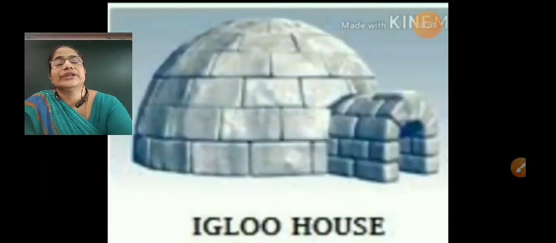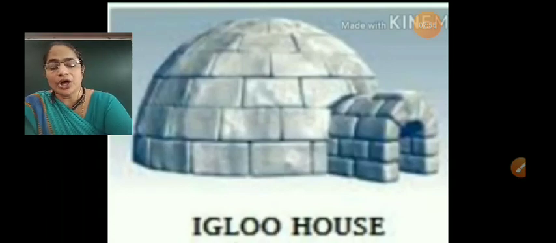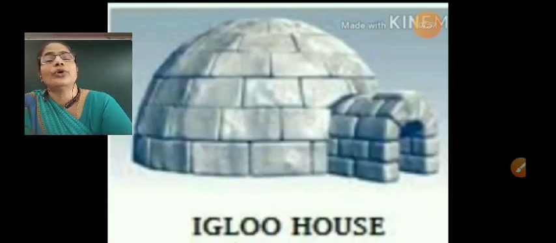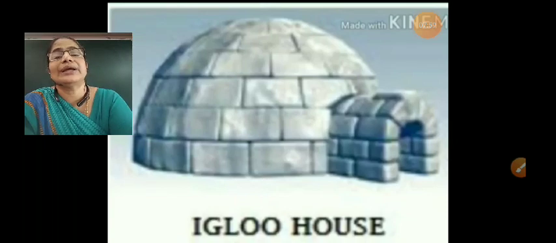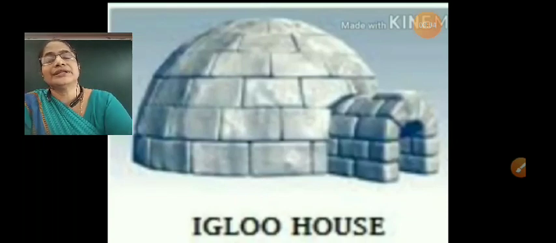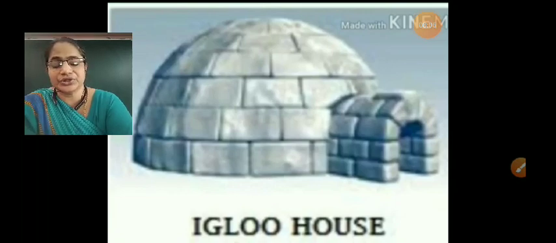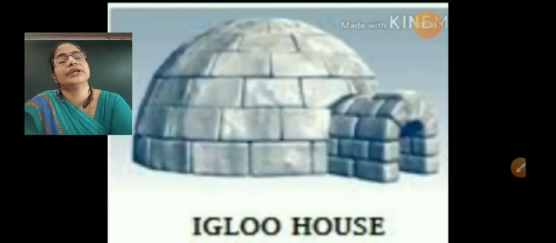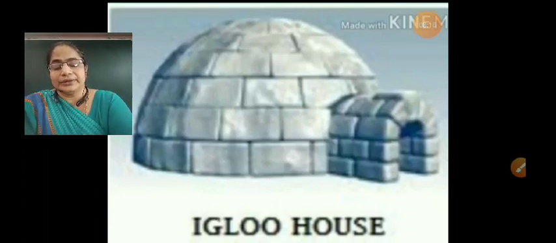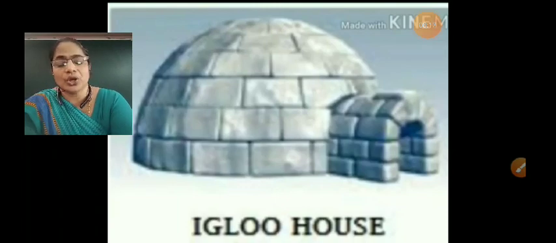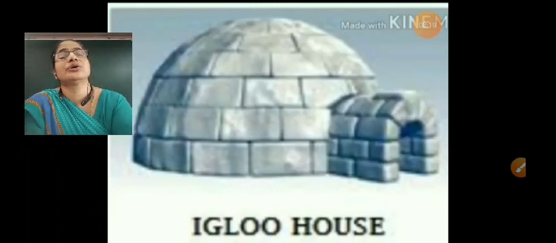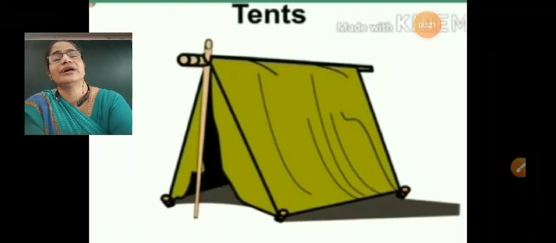Next one is igloo. Igloo house. Igloos are houses made of blocks of snow and ice. They are found in places that are covered with snow all through the year. You can see the igloos are houses made of blocks of snow and ice.